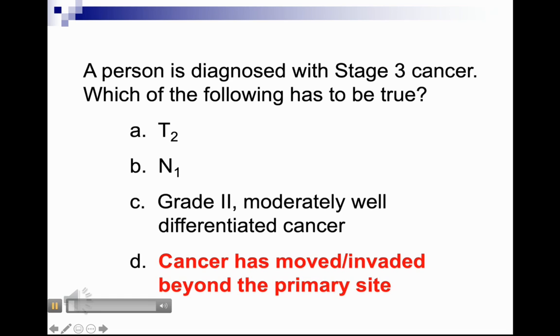It has to be true that the cancer has moved or invaded beyond the primary site. It could be true that it's a T2, malignant tumor. It could be true that it's N1, one group of lymph nodes involved. It's not likely that it's grade 2, moderately well differentiated cancer. A stage 3 cancer has been around for a while. It's more likely that the tumor would have a higher grade, like a 3 or a 4. But stage 3, the cancer has moved or invaded beyond the primary site.